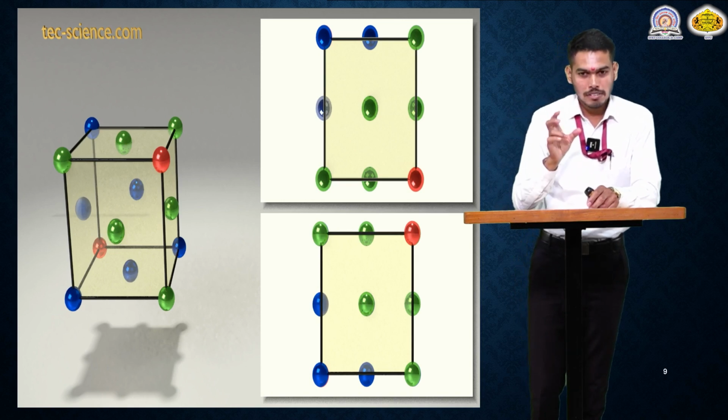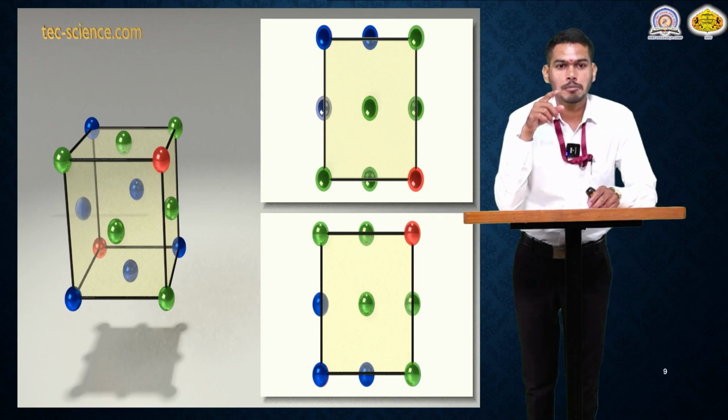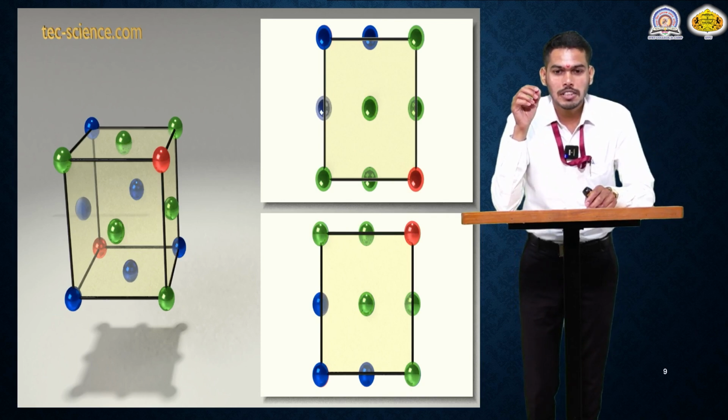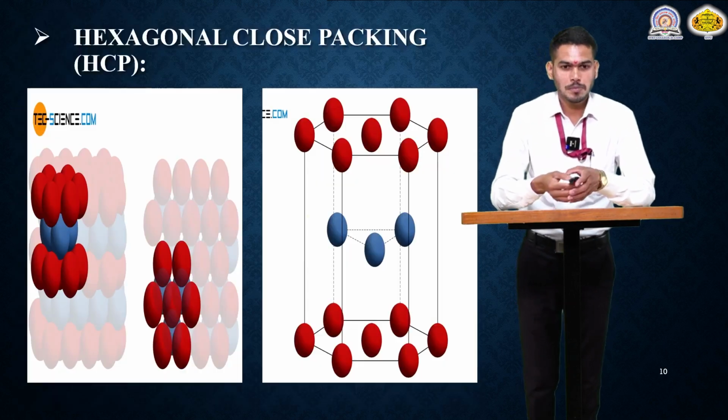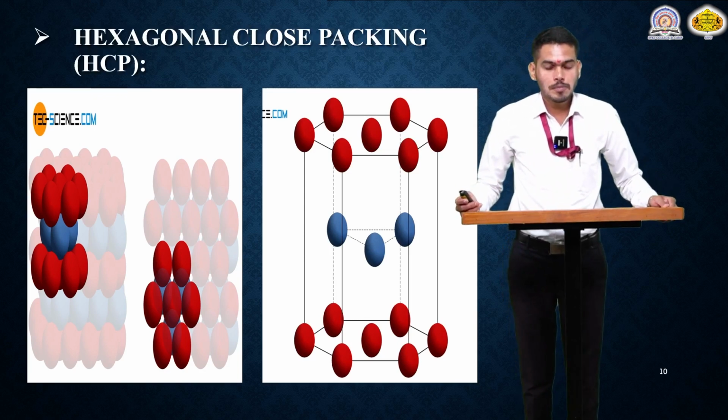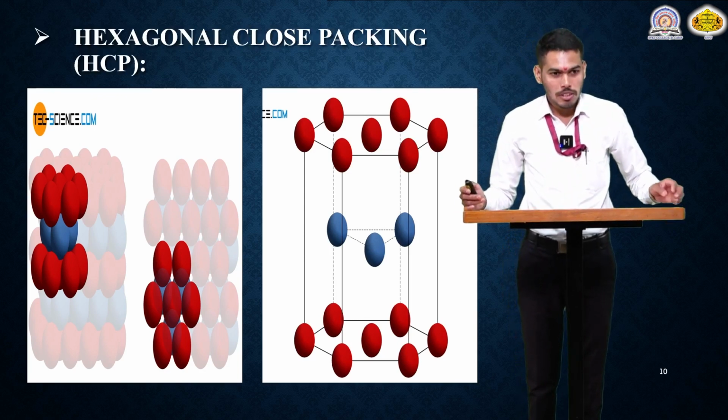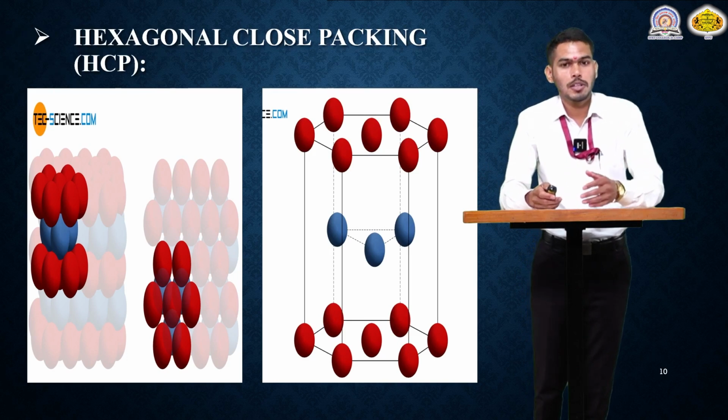These animations are basically taken from techscience.com, where you will further find how the various crystal systems are forming. So this is how the face centered cubic system, that is the FCC system, is forming. We will now discuss briefly the case of hexagonal close packing.